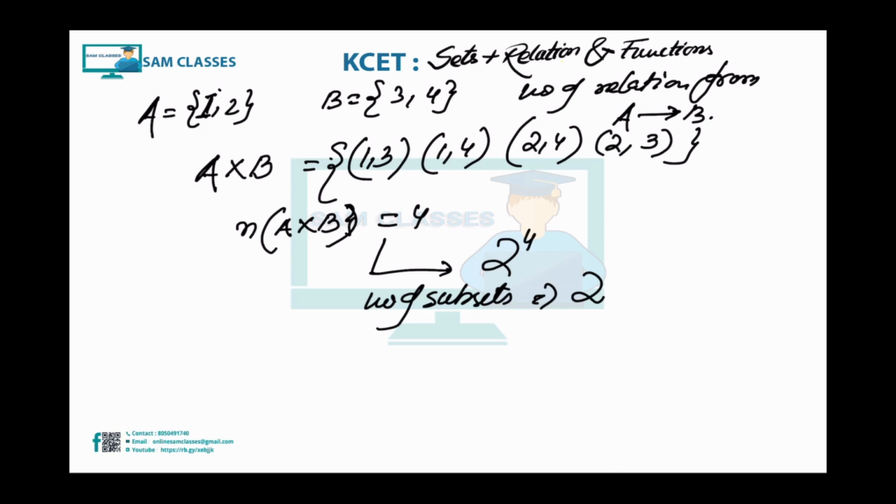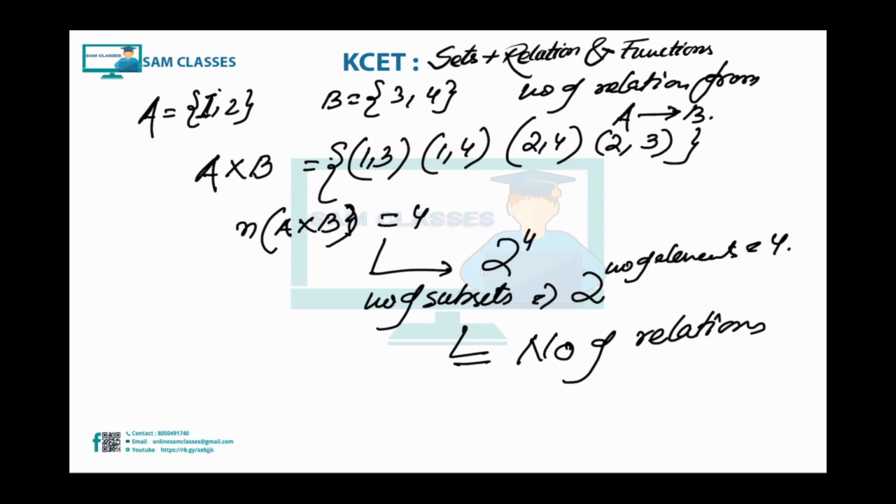2 power the number of elements, correct? Since the number of elements was 4, it is 2 power 4, and we know the number of subsets is equal to what? The number of relations also. Correct. The number of subsets is equal to the number of relations. So don't forget, very simple question here.